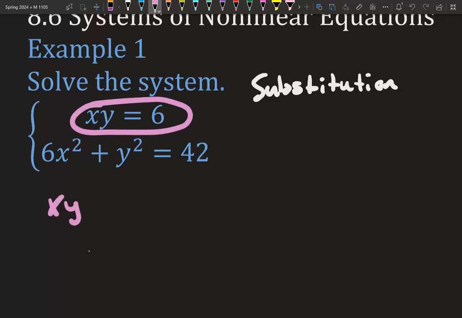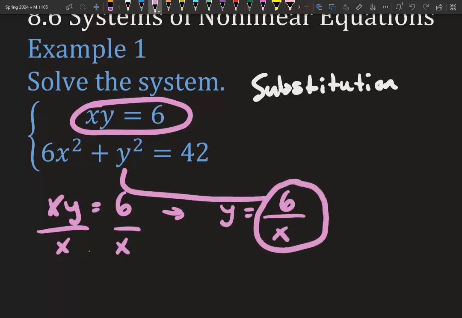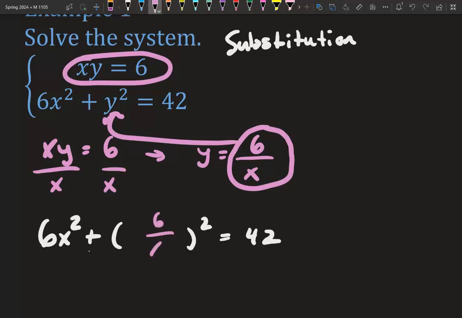So we have xy equals 6. Solve for any variable. Any variable. I'm going to solve for y. Why? Because if I look, that's just y squared. I know I'm eventually going to plug it into y squared, so that's why I'm going to solve for y. So we divide by x, and we get y equals 6 over x. So whatever y is, it's represented by 6 over x. So we're going to plug this in because that's what y is. So we have 6x squared plus y squared equals 42, and y is 6 over x.